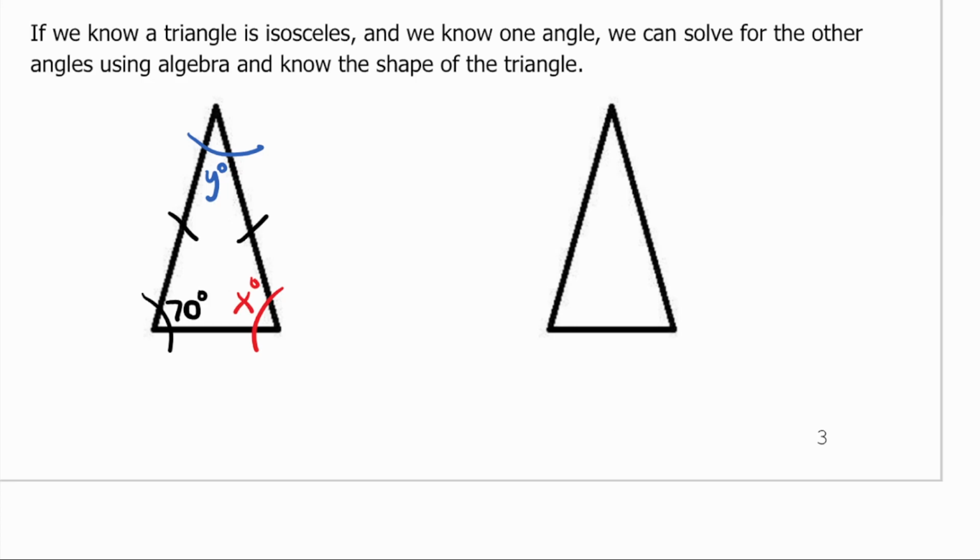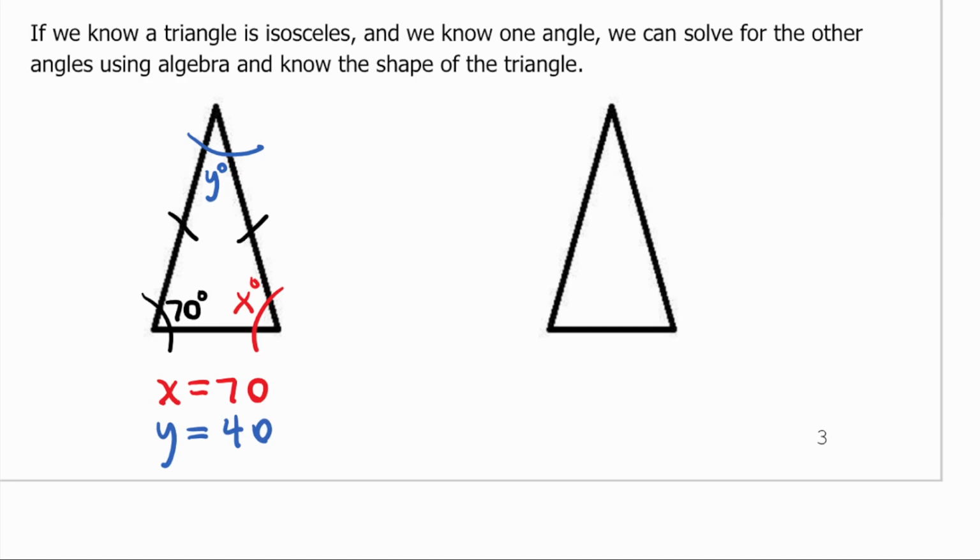Now, if we know a triangle is isosceles and we know one of the angles, we could solve for the other angles using algebra and then, of course, know the shape of the triangle. So if we knew that those two vertical looking legs were equal, we would know that the angles across from them were equal, and so that's going to be x equaling 70. But then we know they in total add up to 180, so 70 plus 70 is 140, so that would mean that y would have to be the other 40 to be 180.